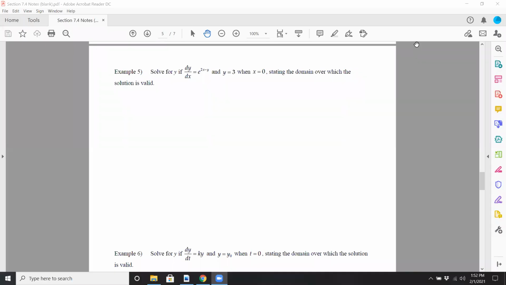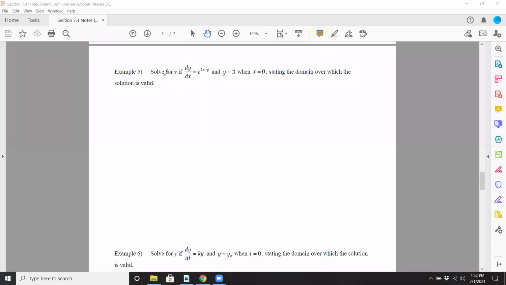Hey there, welcome to a video discussing pages 5, 6, and 7 of the section 7.4 notes. So here we're looking at example 5. You're asked to solve for y of dy over dx equals e raised to 2x minus y power, with the initial condition that y equals 3 when x equals 0, and also state the domain over which the solution is valid. So we haven't really done these differential equations with exponential expressions, so we'll do that right now.